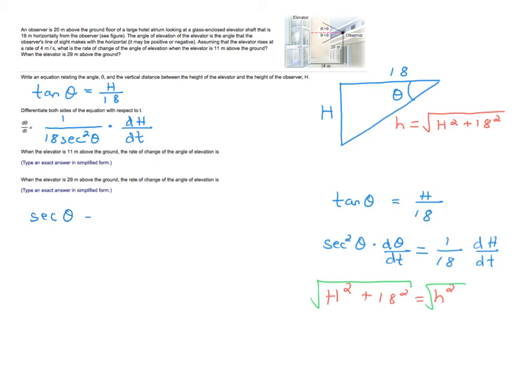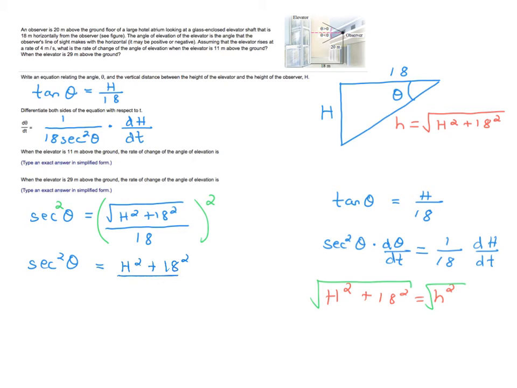Secant of theta is equal to the hypotenuse over the adjacent, which is 18. If I want secant squared, that means I square both sides. And I get that secant squared of theta is equal to, if I square the square root, I am left with h squared plus 18 squared.